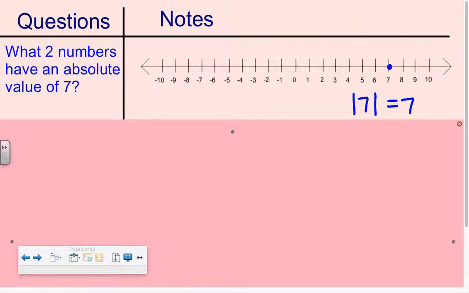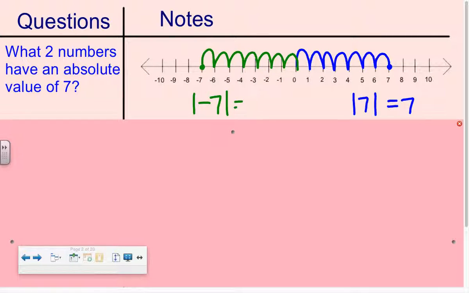So if I count this, 1, 2, 3, 4, 5, 6, 7. What other number is 7 units away from 0? Well, -7 is. 1, 2, 3, 4, 5, 6, 7. So the absolute value of -7 is also 7. So the answer to this question is 7 and -7.